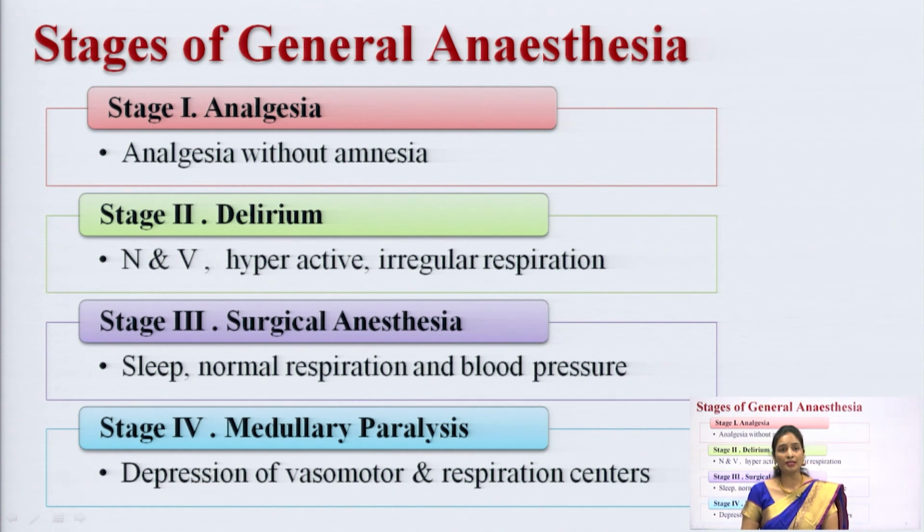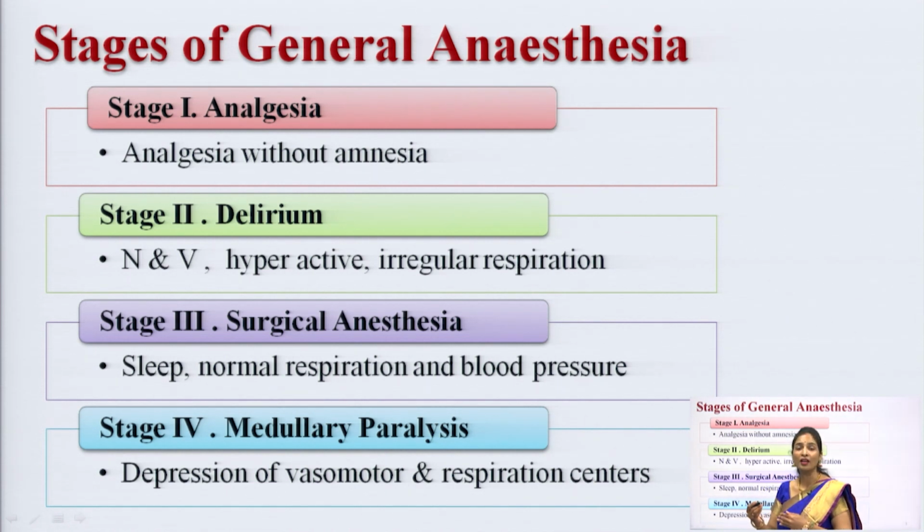The general anesthetics have been classified into 4 stages, which are called stage 1, stage 2, stage 3 and stage 4. Each stage has a different name. Stage 1 is also called the analgesia stage. Stage 2 is also called the delirium stage, or you can call it the excitement stage. Stage 3 you can call surgical anesthesia. And the 4th stage you can call respiratory depression or medullary paralysis. So, we mainly have 4 stages for the general anesthetics.